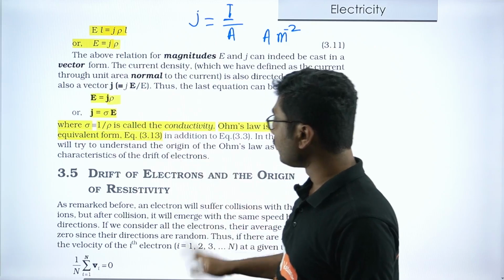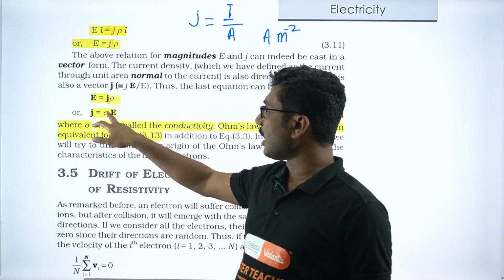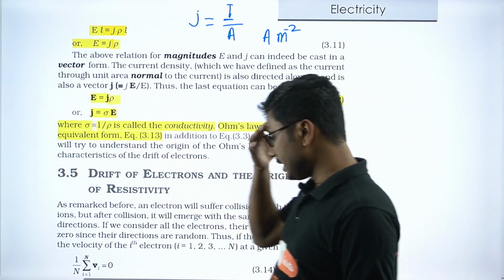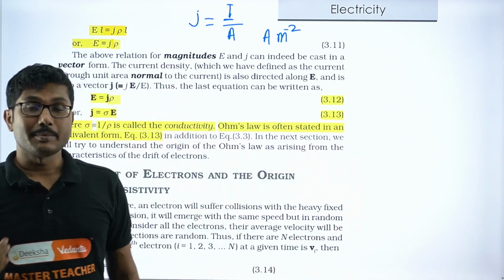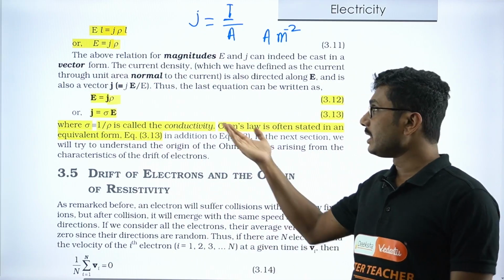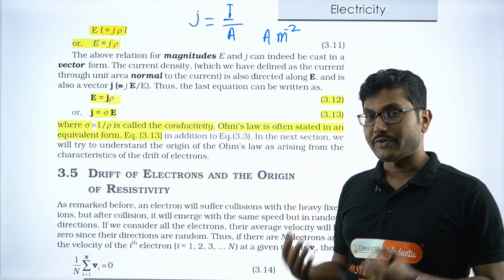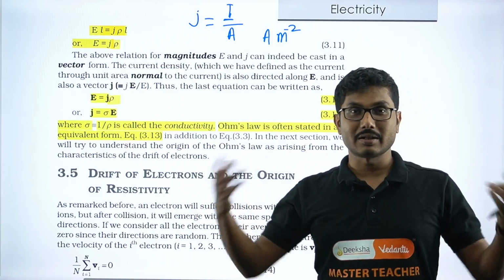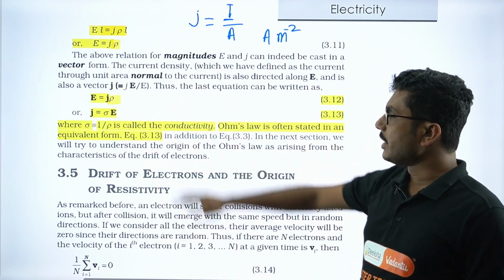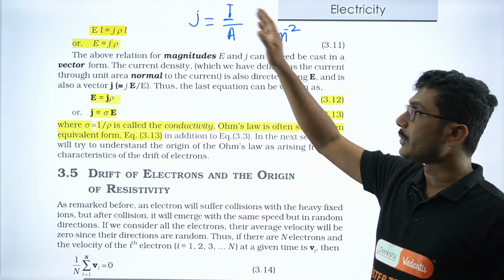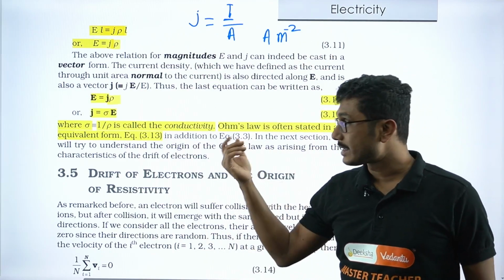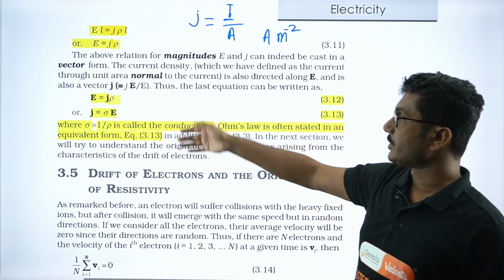Both represent Ohm's law, and this term sigma is called conductivity. Conductivity is how conductive a material is. Resistivity is how resistive a material is, how much resistance it provides. Similarly, conductivity is the quantity which defines how good a conductor is. The higher the value, the better the conductor it is. So this is the new term. This is also Ohm's law. Sometimes they might ask you to derive this equation. It has come quite often, so you can remember this derivation as well.